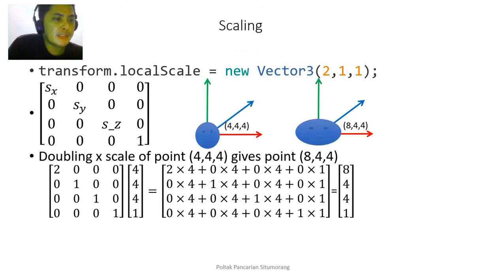A game object can be scaled using the localScale attribute. This command will double the scale of the object along the x-axis and the z-axis. I think that's all, and thank you for your attention.